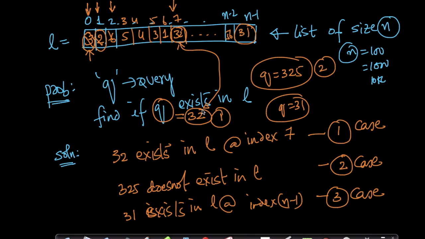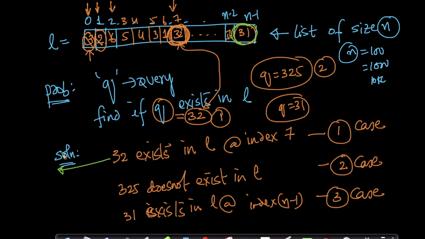There are 3 cases here, right? I've just taken 3 cases. One case where the query point that you wanted exists somewhere in the list. The second case where the query point does not exist in the list itself. The third case where the query point is the last number. Now let's take case 1.